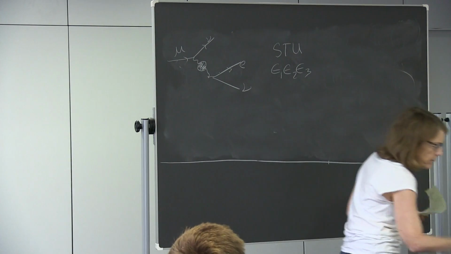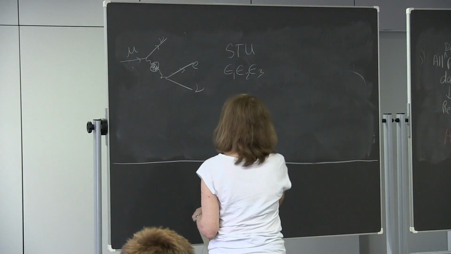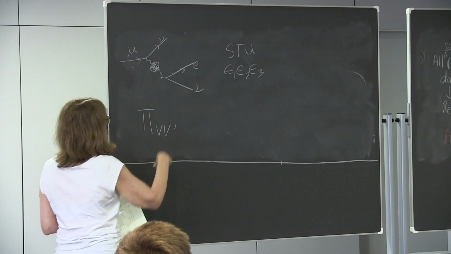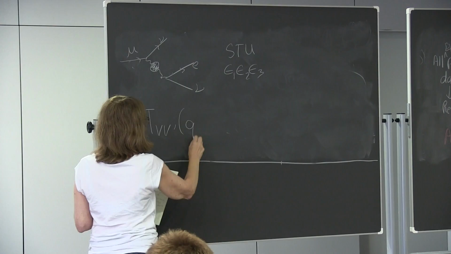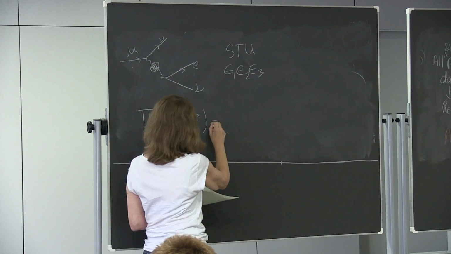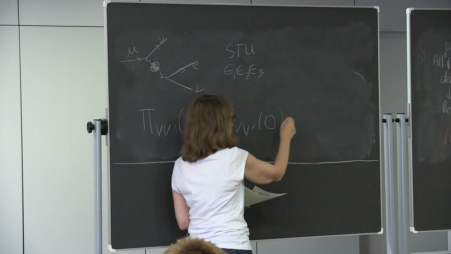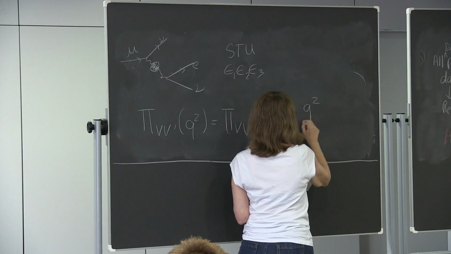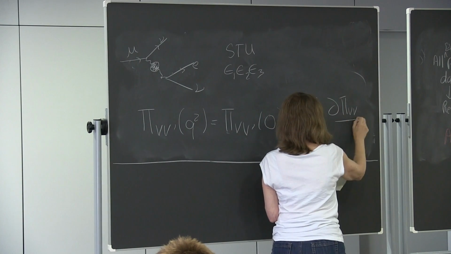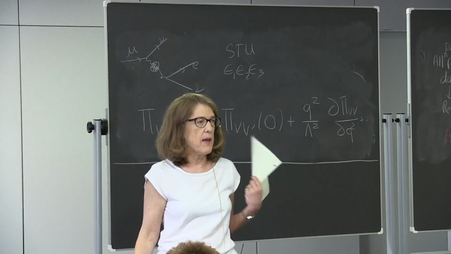And the idea is that if I write a two-point function, say pi VV prime for two gauge bosons, of Q squared, I can just Taylor expand this in the Q squared. So I'll write it as pi VV prime of 0 plus Q squared over lambda squared d pi VV prime dQ squared plus, and so on. Okay, I'll just Taylor expand it out.